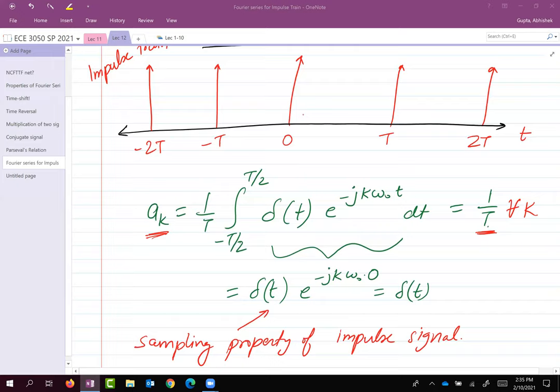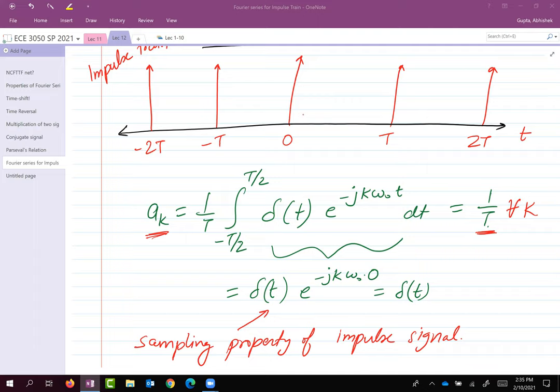It's discontinuous everywhere. So at 0, the value of the signal is infinity. And after 0, between 0 to T, the value of the signal is 0. At T, the value of the signal is plus infinity. But between capital T and 2T, the value of the signal is 0. So it's a highly discontinuous signal.